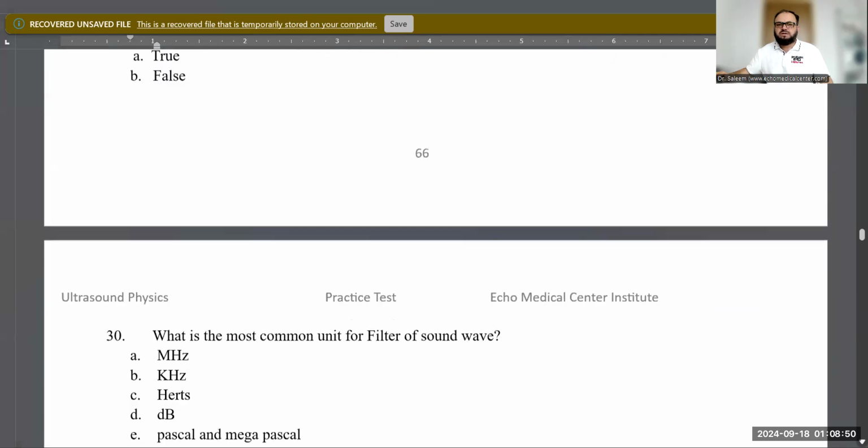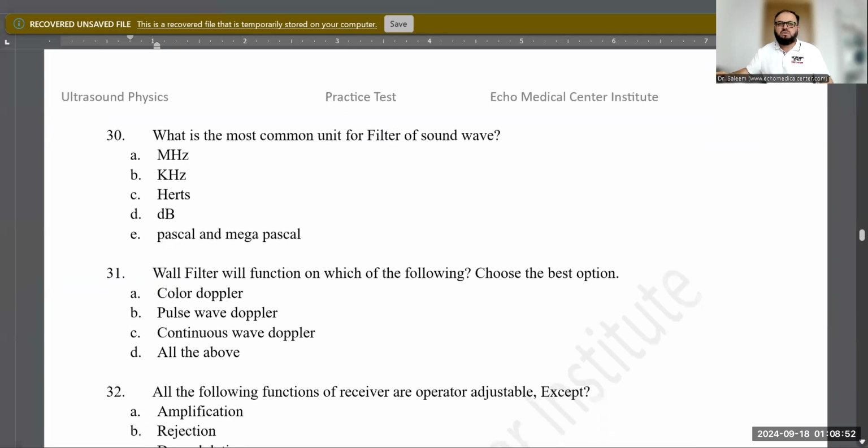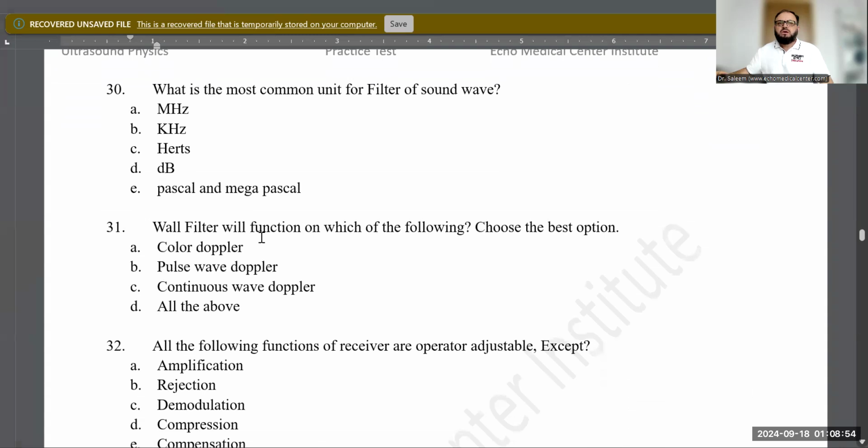Okay, let's do the next question. So the question is, what is the most common unit for the filter of sound waves? When we use a filter, the wall filter, what do you think is the most common unit? Megahertz, kilohertz, hertz, decibel, Pascal, megapascal. So what do you think? Which one is the correct answer? Simple and easy question. Come on, guys. Correct, kilohertz. That is the correct one.